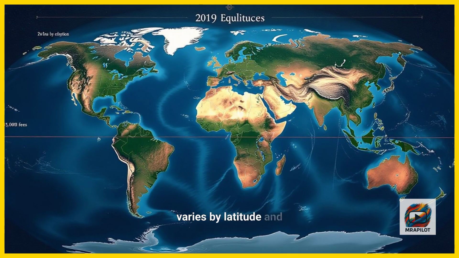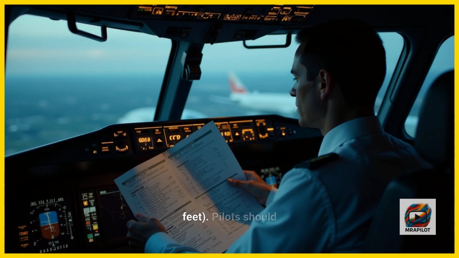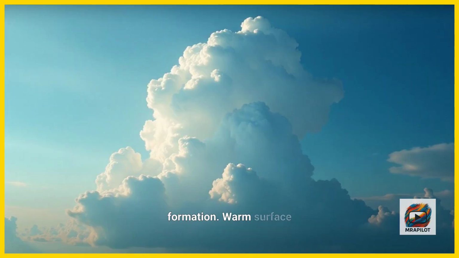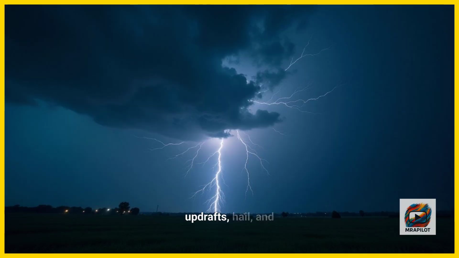It varies by latitude and season, higher over the equator, 55,000 feet, lower at the poles, 25,000 feet. Pilots should check FL winds and temperature charts before cruising. Temperature also plays a role in thunderstorm formation. Warm surface air, rising rapidly, can form towering cumulonimbus clouds, especially if the lapse rate is steep and moisture is present. Strong updrafts, hail, and lightning follow.